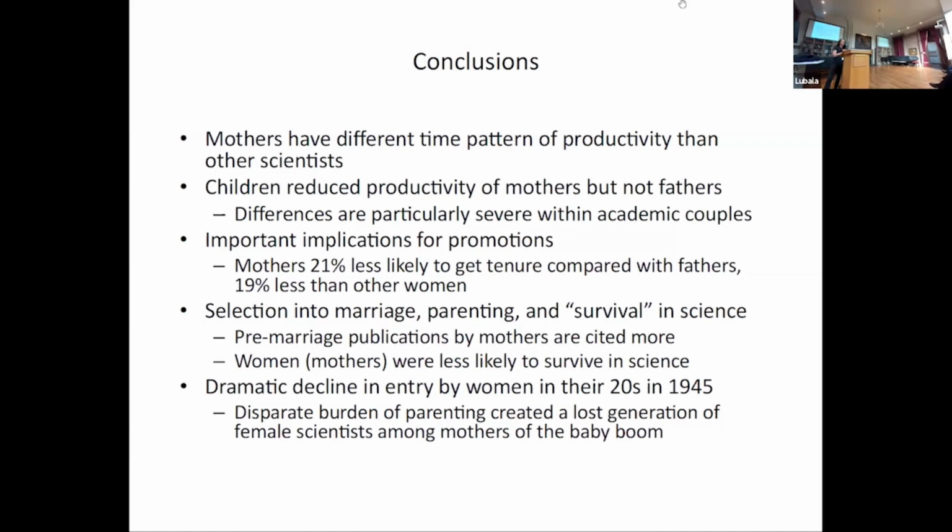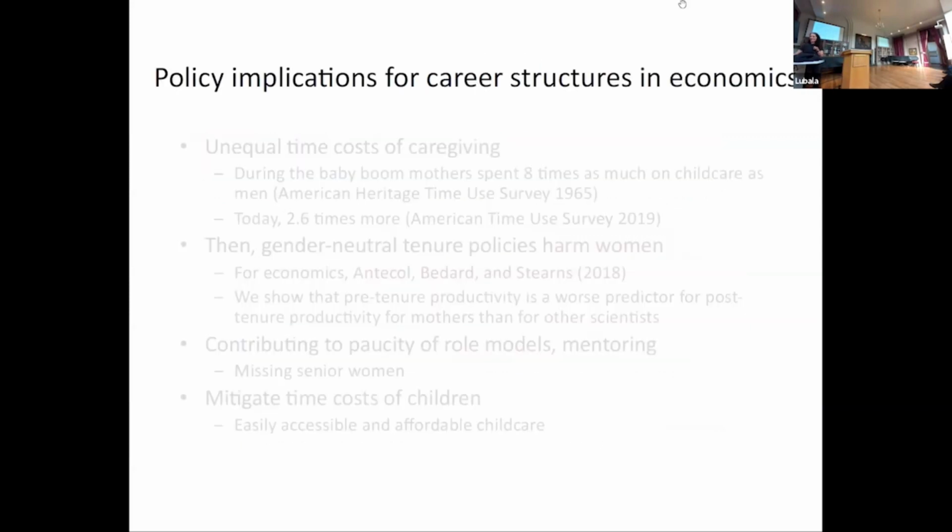I'm interested in whether we can learn something about how career structures, how science is organized, interacts with this. For example, in many fields you have up-or-out promotion. If you don't get tenure, you're done. There may be other fields where there are still ways of continuing in some other capacity. So I was wondering if there's any variation across these fields, or across time, that could tell us something about how the organization matters.